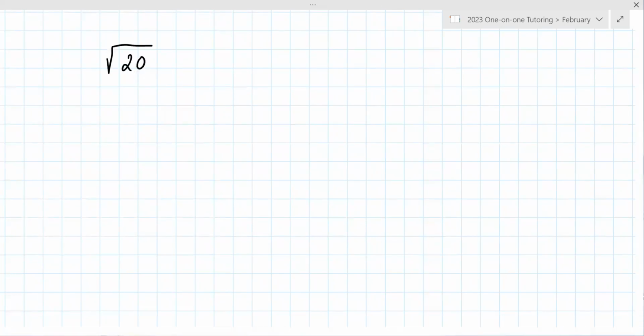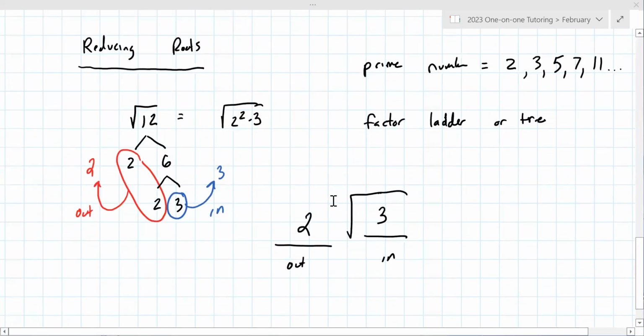Okay. So first I would do 2 times 10, and then 10 is 5 times 2, and then it would be 2 squared on the outside and then 5 on the inside. So let's go back and look at my answer. Was there a squared on the outside? No. Oh, okay. So just 2 on the outside and then 5.